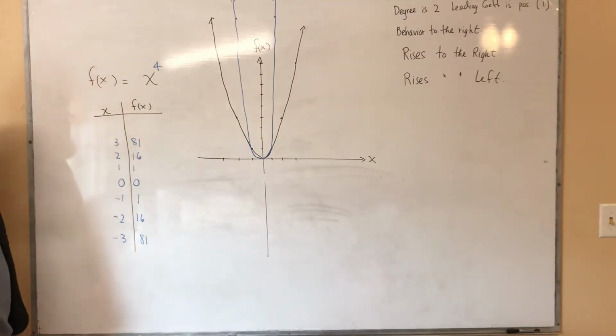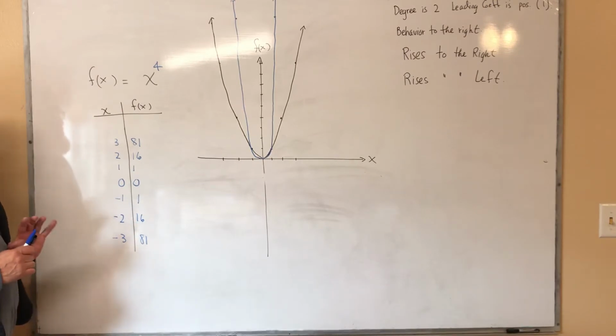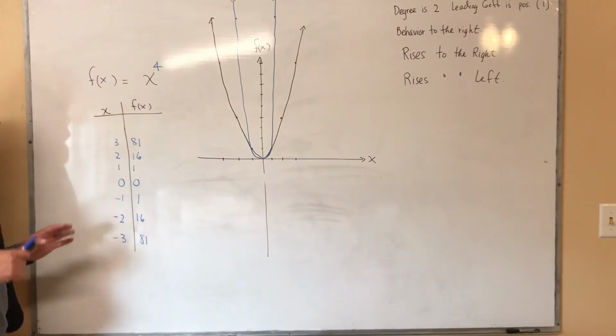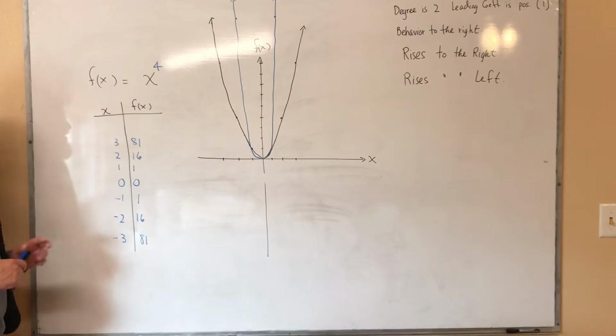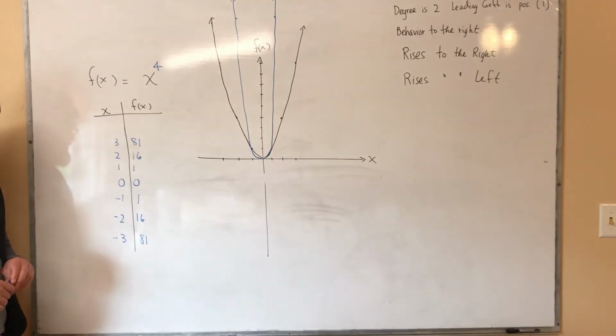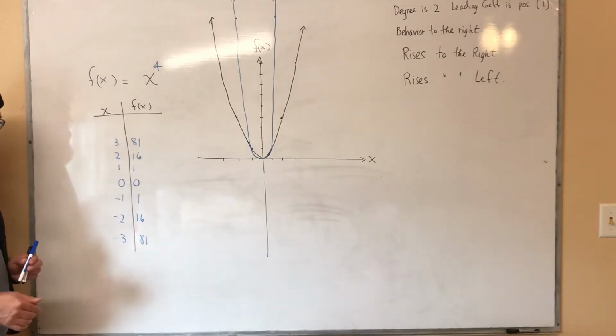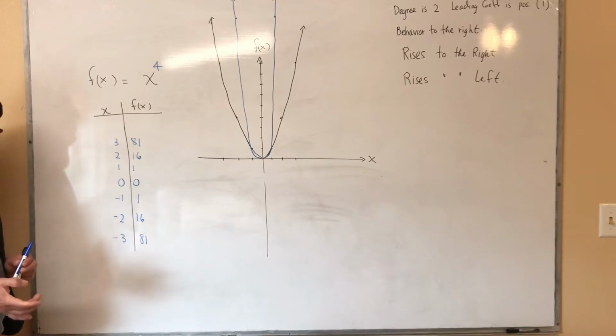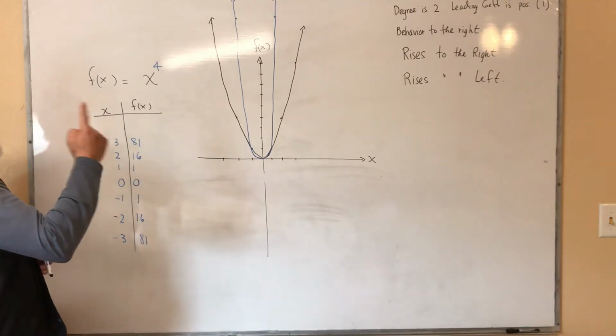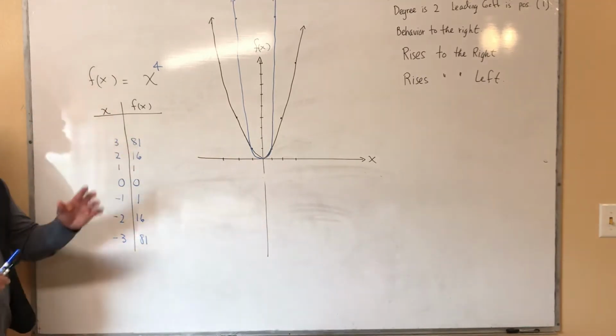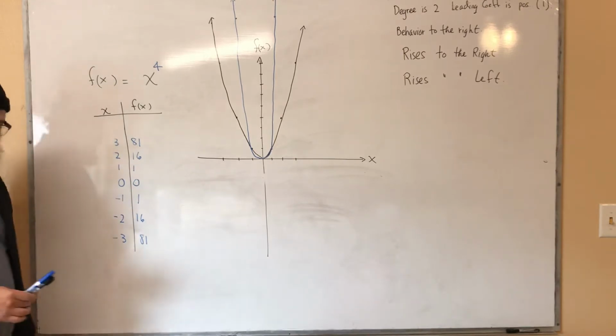Now, we can state a property. The property should say that whenever we have a polynomial function and the degree is even and the leading coefficient is positive, it's going to rise to the right and it's going to rise to the left. Okay?